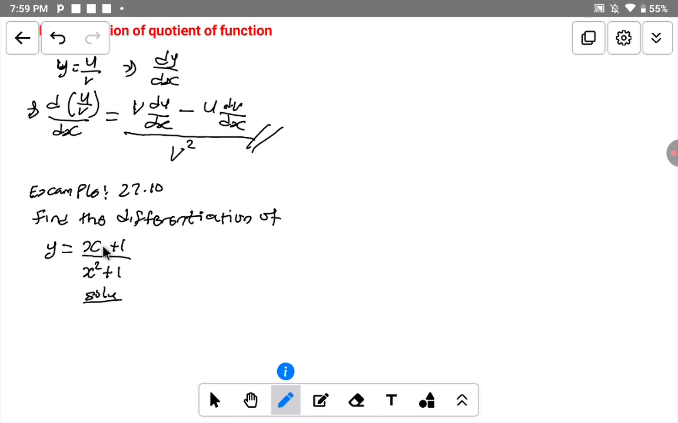If you want to apply this quotient rule I explained here to solve this, u represents the numerator here, and v represents our denominator here. So let u be equal to the numerator, that is s plus 1, and let v be equal to the denominator, and the denominator here is s squared plus 1.